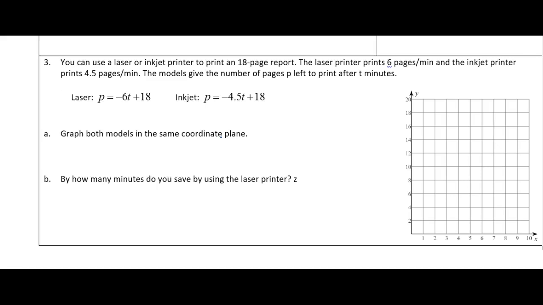The x-axis goes up by 1 each time. And the y-axis I've labeled going up by 2 for each mark. The last thing I'm going to do for the graph is go ahead and label this. I know that my t is in minutes, so I'm putting my time in minutes. And my p is the pages left to print.